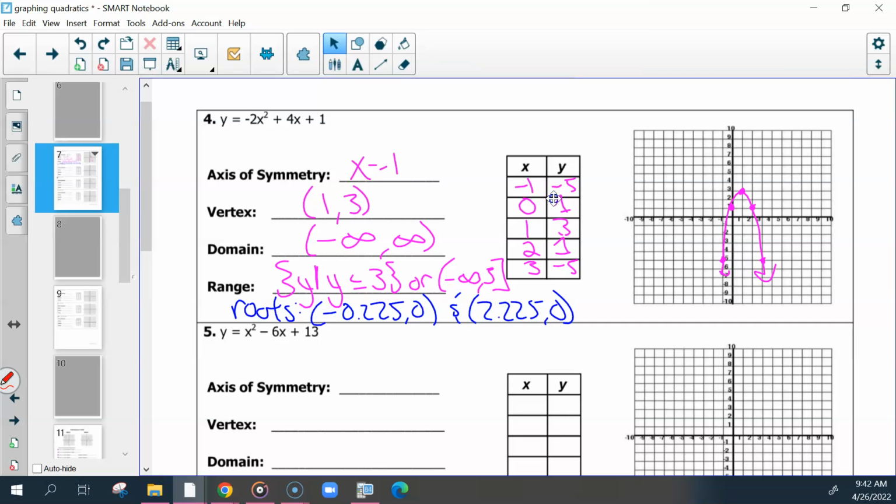If you got a problem like this, you would not be able to find your roots just by looking at it because they're decimals. So on Desmos, it will tell you exactly what those decimals are. I'm going to show you how you would find that in your calculator though.